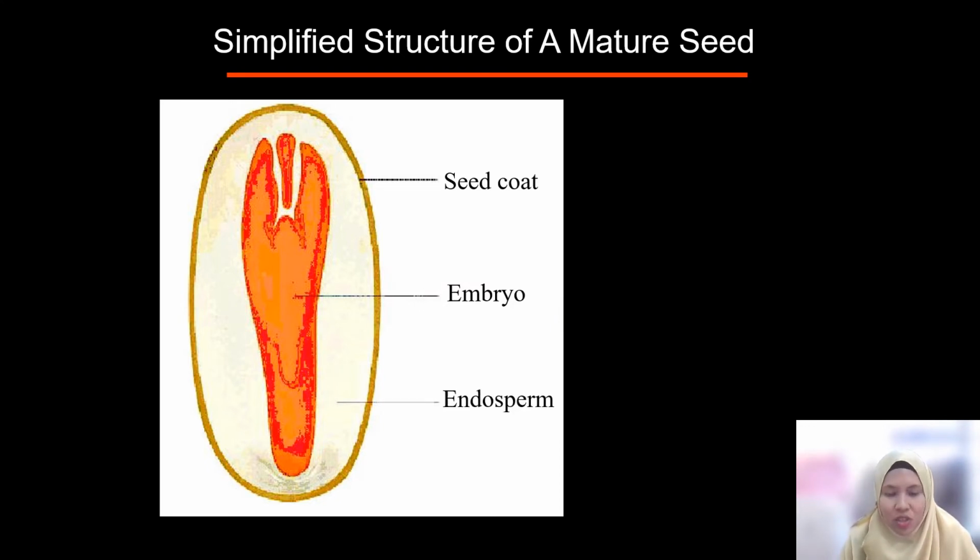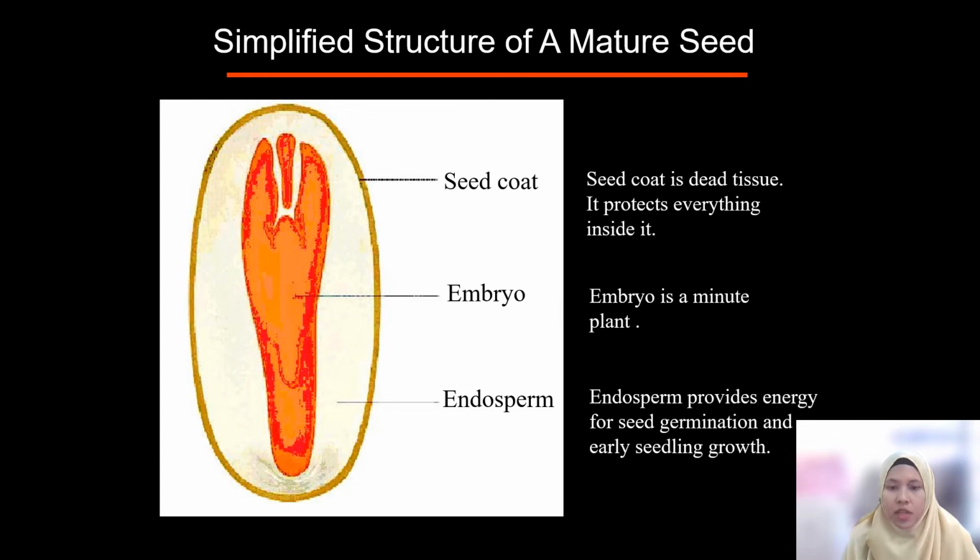Okay, and the third structure is the endosperm. So endosperm is a type of tissue as well. It's the same with the seed coat. The function of the endosperm, it provides the energy, it provides the nutrition, the nutrients for the seed germination and also for the early seedling growth. Okay, so it gives everything, whatever the embryo needs for it to go through the germination process.